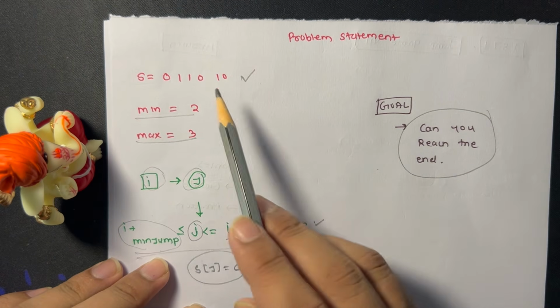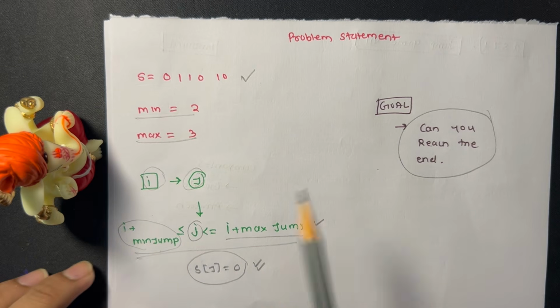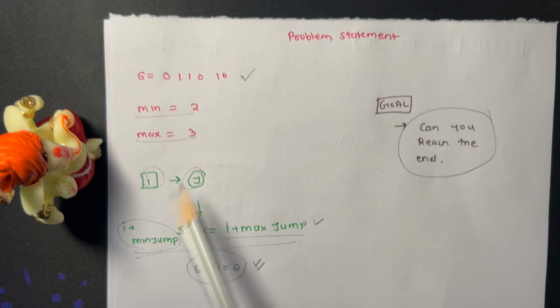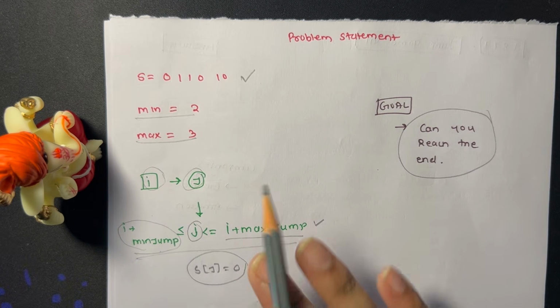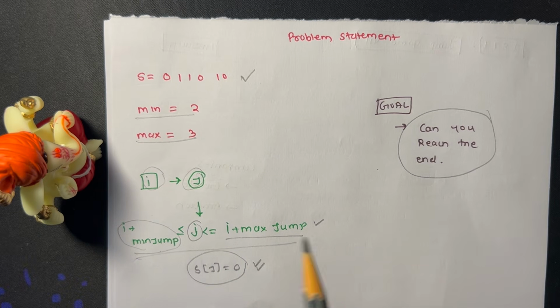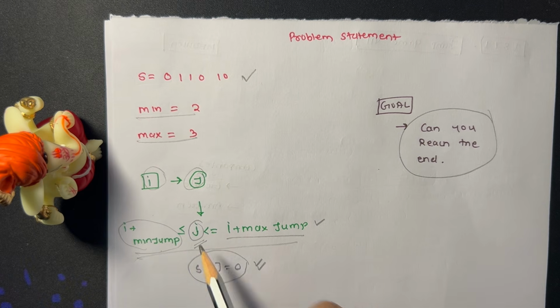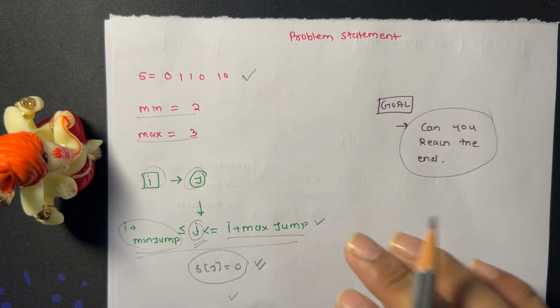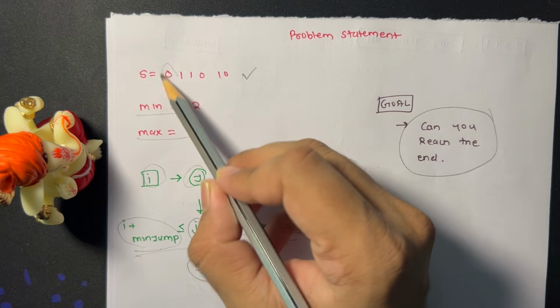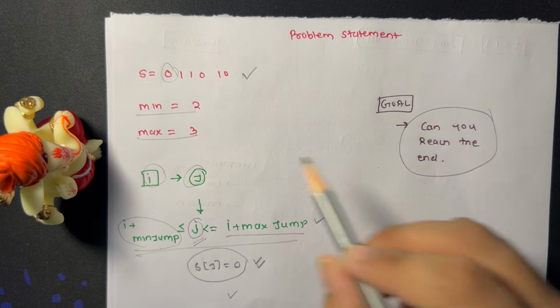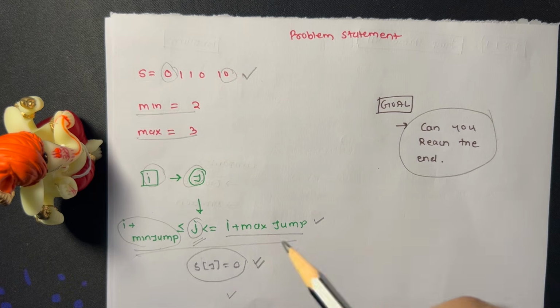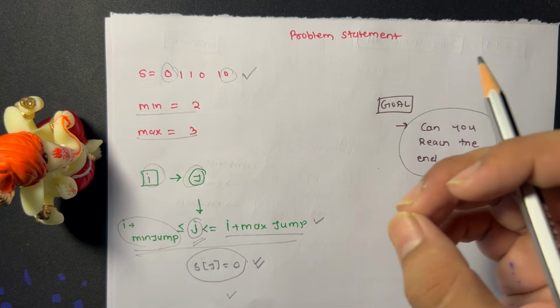We have been given a string s, and min and max jumps, and what we have been told is that from any index i you can jump to any index j which is within the range i plus minimum jumps and i plus maximum jumps, and the jump is possible only when the value at index j is equal to 0. We start at the 0th index and need to return true or false. If you reach the end index, you return true. If you are not able to reach it, return false.